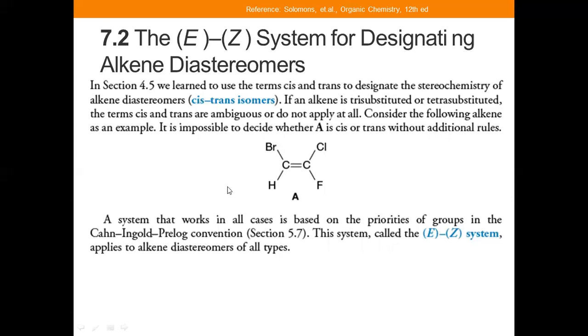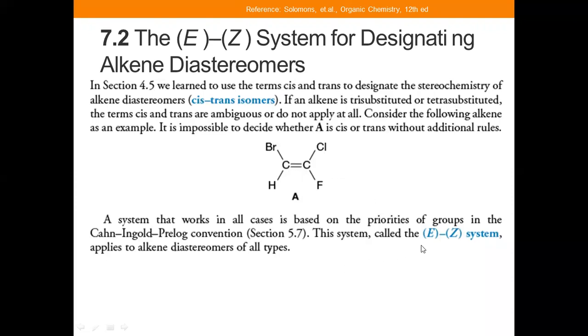So you have the cis-trans isomers. We've learned that in chapter 4. But when our alkenes are trisubstituted or tetrasubstituted, the cis-trans designation is very ambiguous. It doesn't apply at all. That's why from now on we'll be using the E-Z system for naming our alkenes. This one is based on the Cahn-Ingold-Prelog convention in chapter 5.7, when we are determining the priorities of the groups of atoms attached to our double bond carbons.